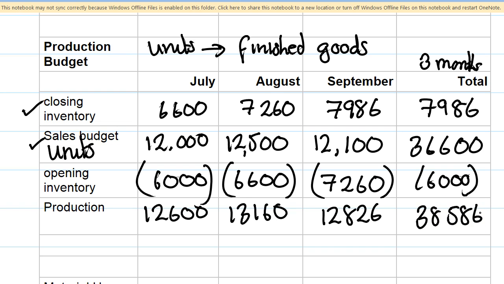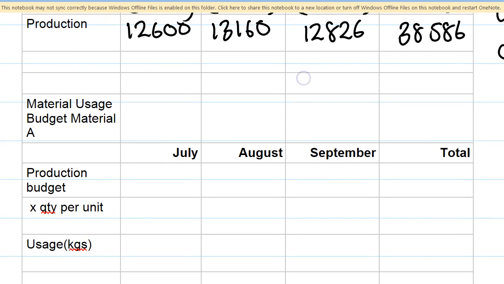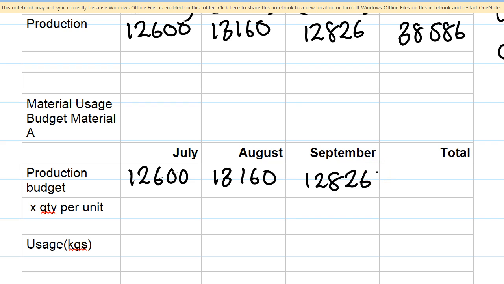38,586 units. Those production figures that we've just calculated will then be used to calculate how much material usage we need, and we'll start with material A. So our production budget we can transfer into the calculations for how much material A we will need to produce our production units.